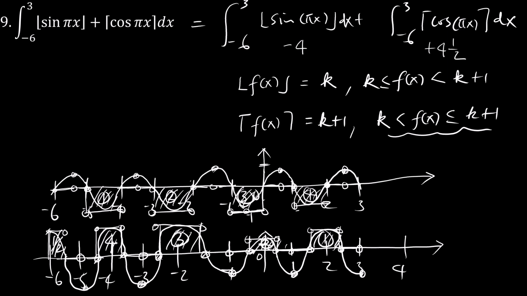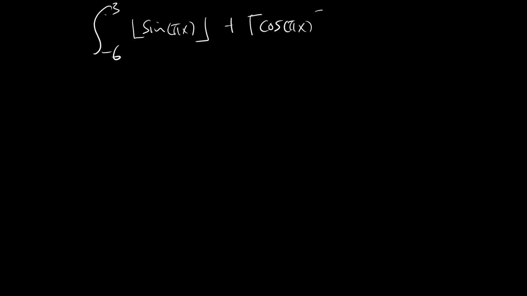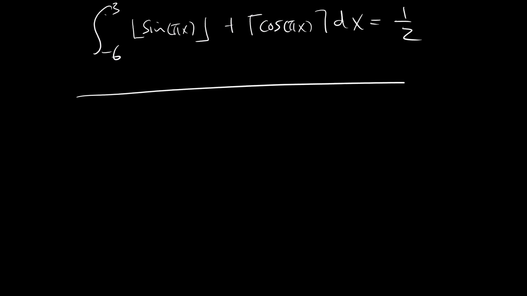So the area -4 plus 4 and a half means that our integral from -6 to +3 of the floor of sine of pi x plus the ceiling of the cosine of pi x is equal to 1/2. And that is our answer.